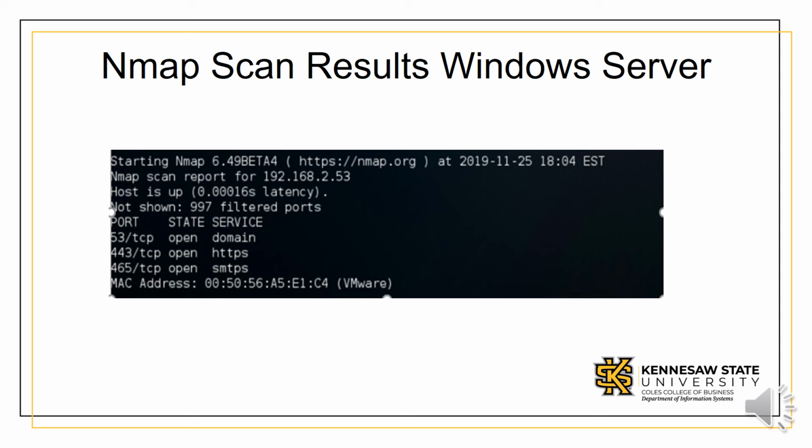Nmap scan results for the Windows server. In this report, it shows the Nmap scan results for the Windows server with the IP address of 192.168.2.53 of mgrant25 systems. It shows that the required services have been configured and are in an open state, and it shows which port the services are associated with. So it shows the domain service, HTTPS service, and SMTPS service are all active.